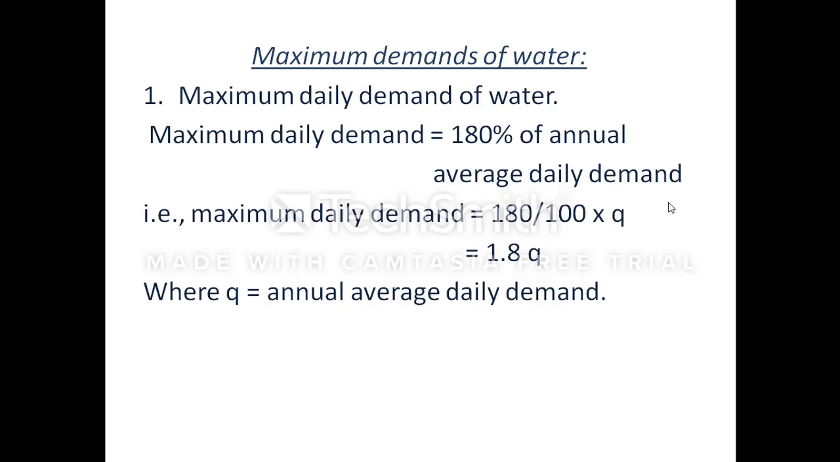Now the maximum demands of water, starting with the maximum daily demand of water. It's the maximum rate of demand on the day of maximum use of water. It's equal to 180% of the annual average daily demand. Now what is annual average daily demand? It is the average daily demand taken for a year. So the maximum daily demand is equal to 180 by 100 into Q, or 1.8 Q, where Q is the annual average daily demand.